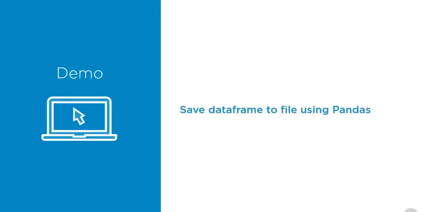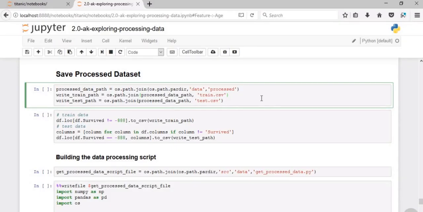In this clip, you will learn to use pandas to save and write a data frame to a file. Here we are in the Jupyter Notebook. First, we are creating the path to save the processed files, like we did when we first imported the data to the Jupyter Notebook. Here we are storing the processed files to the processed subfolder inside the data folder.